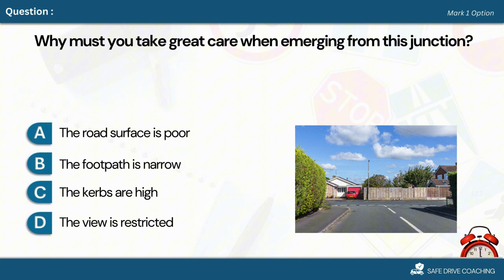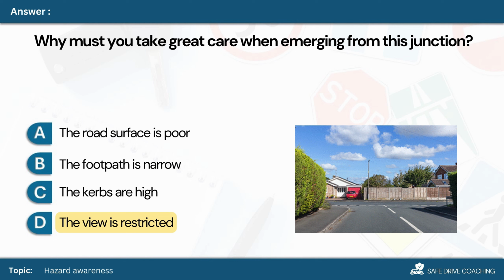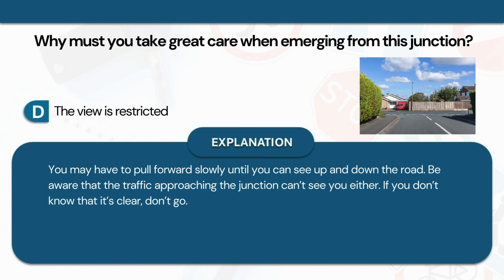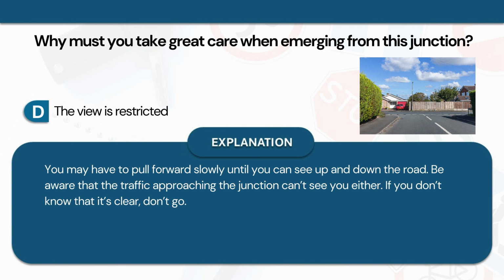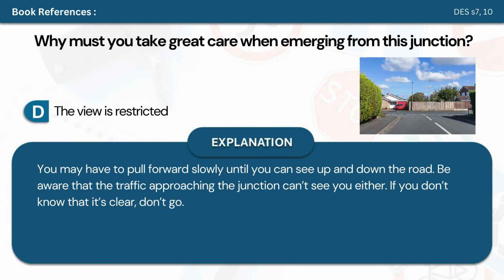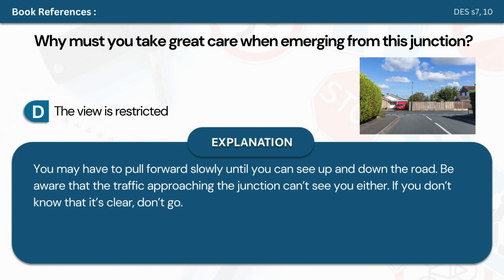The correct answer is D. The view is restricted. You may have to pull forward slowly until you can see up and down the road. Be aware that the traffic approaching the junction can't see you either. If you don't know that it's clear, don't go.